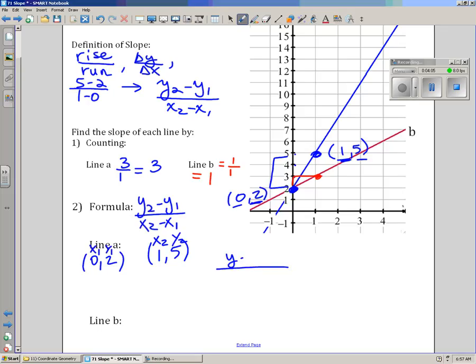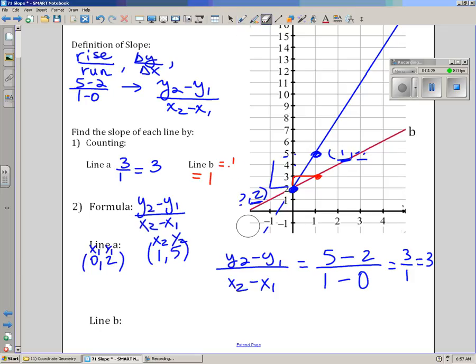And now we can plug into our formula, which is y2 minus y1 over x2 minus x1. And we get y2, which is 5, minus y1, which is 2, over x2, which is 1, minus x1, which is 0. And this turns out to be 3 over 1, which is 3. Now for line B, you can pick any 2 points along the line that you want to. So for example, I could pick this point and this point. So this point here is 2, 4, and this point here is 4, 5. And the slope should be 1 over 1.